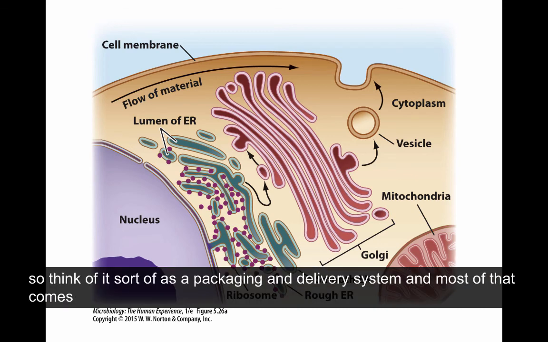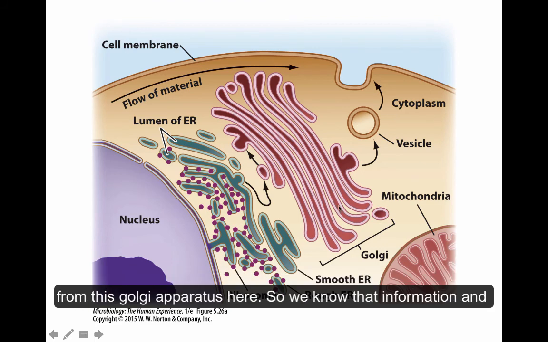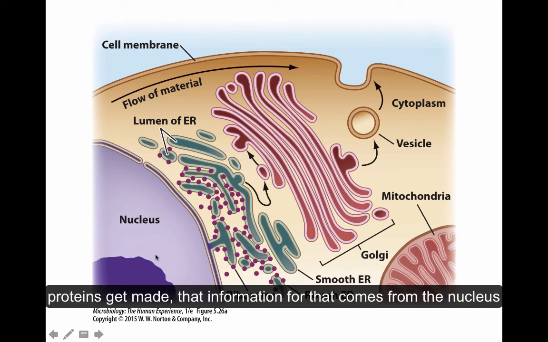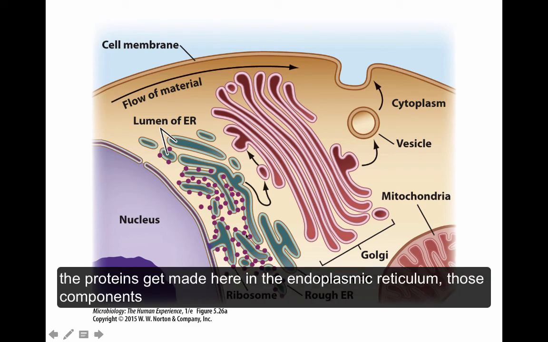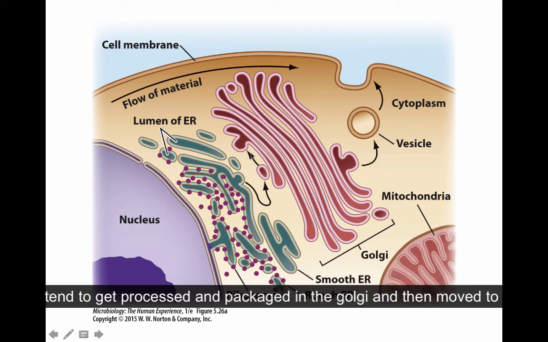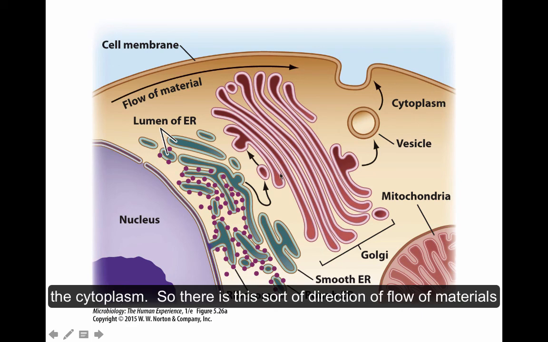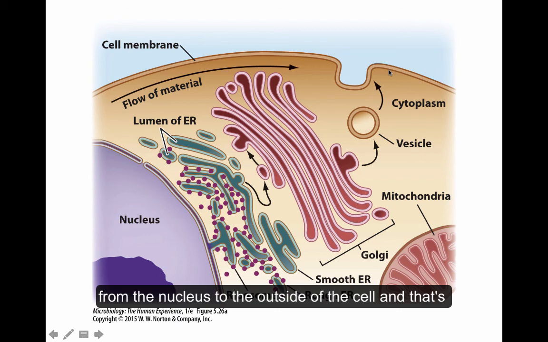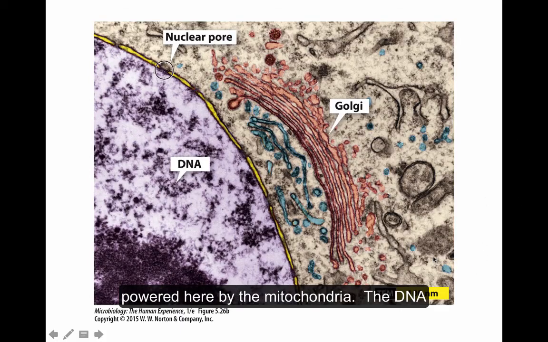So when we think about the endomembrane system, this is the coordinated use of membranes within the cell. So think of it sort of like a packaging and delivery system. And most of that comes from this Golgi apparatus here. But we know that the information for proteins comes from the nucleus. The proteins get made here in the endoplasmic reticulum. Those components tend to get processed and packaged in the Golgi and then move out to the cytoplasm. So there's this sort of direction of flow of material from the nucleus all the way to the outside of the cell. And that's powered here by the mitochondria.